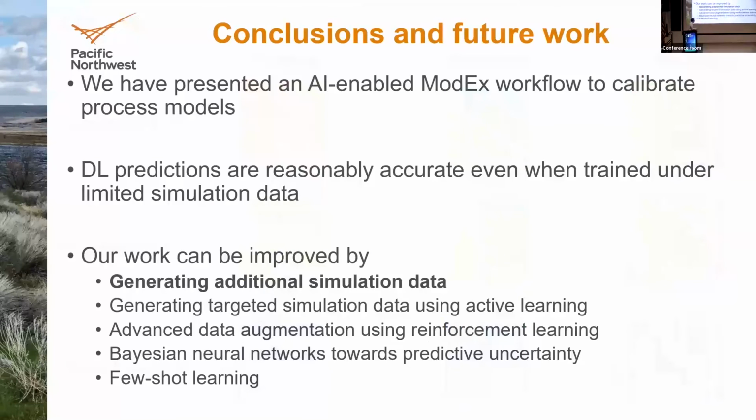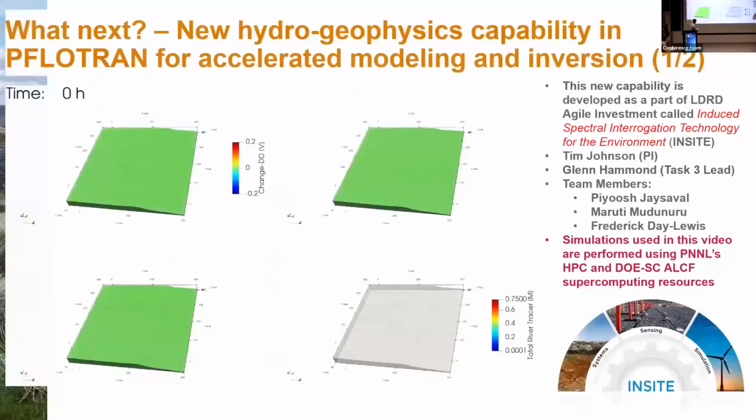Before we plan to do a calibration, we saw that there is certain overfitting in the system, so we want to overcome that. Before that, I'll show you what we are currently doing. So far, we see that the AI-enabled MOdEX workflow provides a way to calibrate process models. One of the things is generating additional simulation data, and how we do that in a nice way is the most important one. So what I want to show is the new capabilities that we are trying to develop.